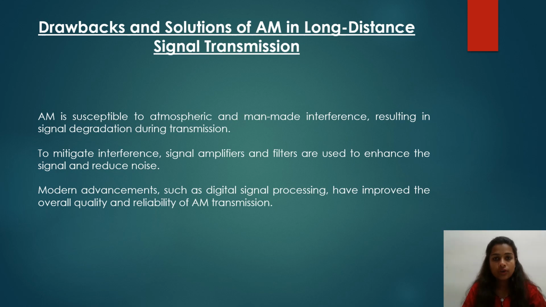Drawbacks and solution of amplitude modulation in long distance signal transmission. Amplitude modulation is susceptible to atmospheric and man-made interference, resulting in signal degradation during transmission. To mitigate interference, signal amplifiers and filters are used to enhance the signal and reduce noise. Modern advancements such as digital signal processing have improved the overall quality and reliability of amplitude modulation transmission.